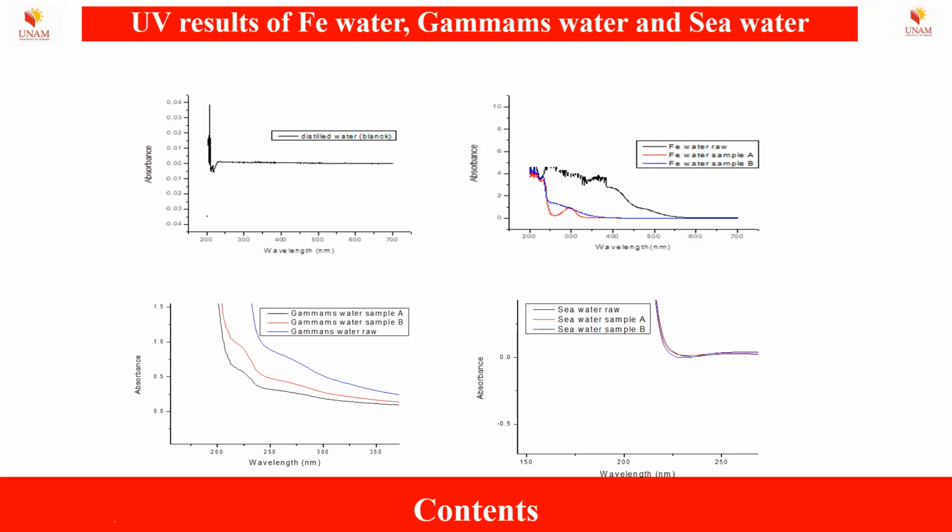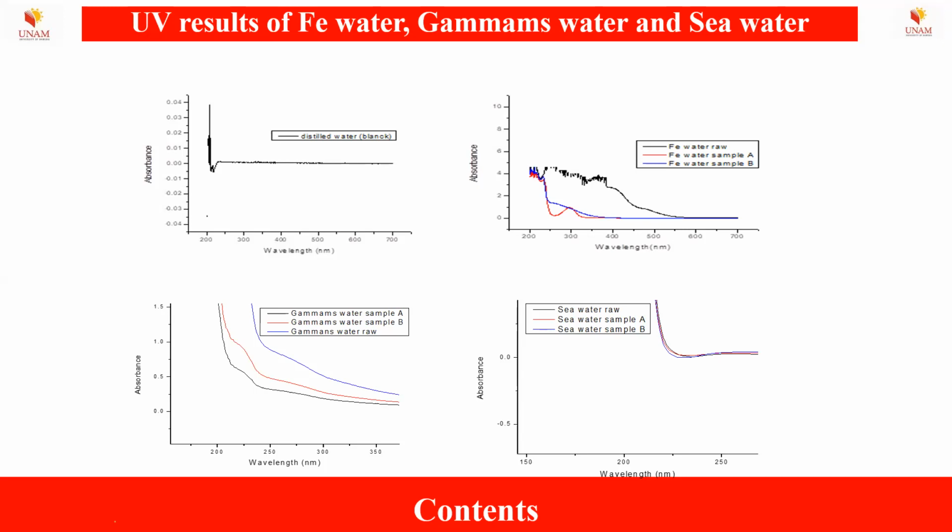Then finally, we have some results of the iron water, Gamams water, and sea water. The blank distilled water gives a plain line on the left side at the top. Then on the right, iron water, raw water is there, the black one, and comparing with the treated water, sample A and sample B, a straight line is being formed from 400. You can see iron has been removed. Then we see the same for the Gamams water sample A, sample B. Raw water is matching with the treated one, but from 300 it has decreased, and sea water also from 230 it has decreased.